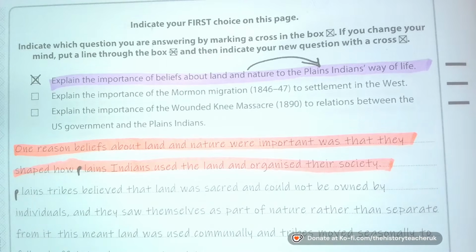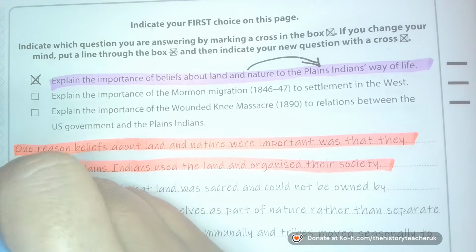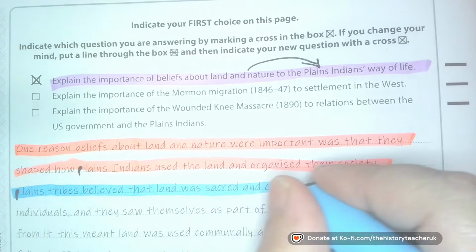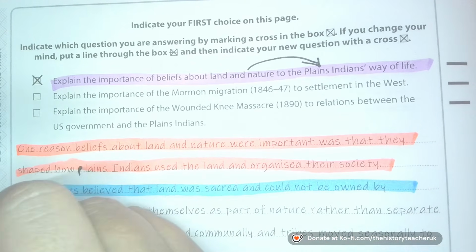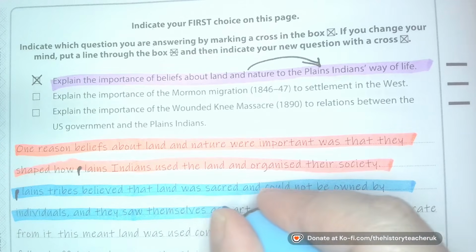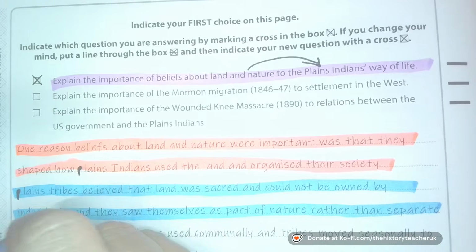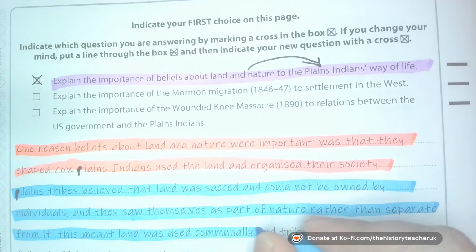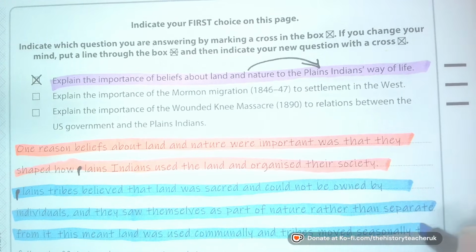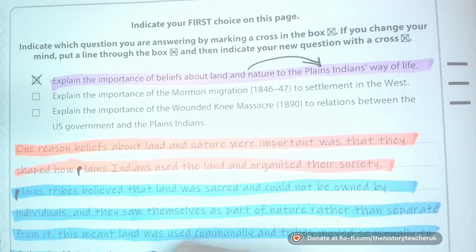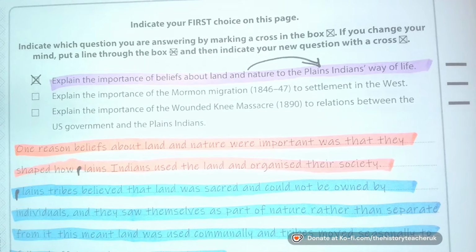So now I'm going to add my knowledge. What do we know? Plains tribes believed that the land was sacred and could not be owned by individuals. We know that, that's lovely. And saw themselves as part of nature rather than separate from it. This meant that land was used communally and tribes moved seasonally to follow buffalo herds across the plains. There we go. Just a bit of knowledge.